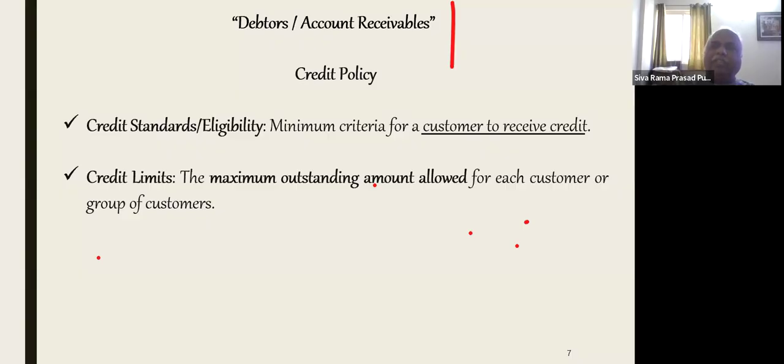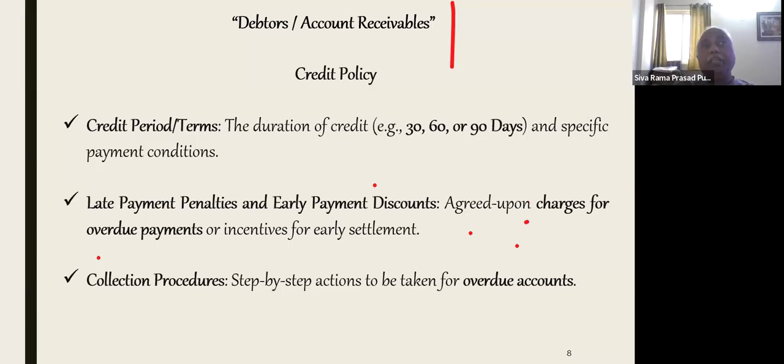That is a big asset of the company. That is to be properly addressed by the IRP or RP during CIRP and liquidation. And credit limits: the maximum outstanding amount allowed for each and every customer or group of customers. The credit period terms are normally the duration of the credit.